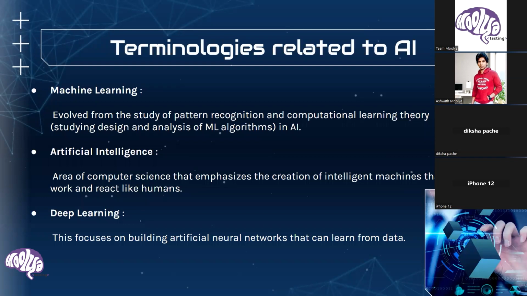And deep learning definitely focuses on neural networks. It's similar to what we have in our brain. So that's what it focuses on. Again, it has different types like natural language processing and computer vision.